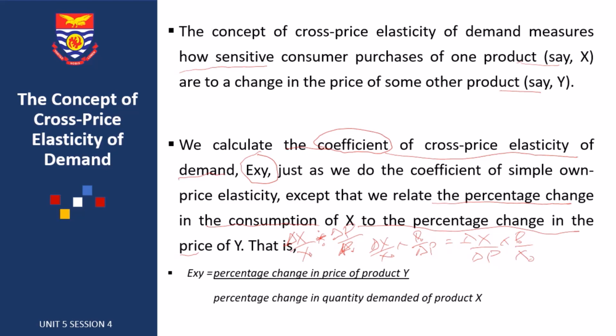However, in this case, what we are saying is the percentage change in the consumption of X to percentage change in the price of Y, which means that instead of P naught, we are going to be dealing with PY. So we can say change in QX over QX, but we deal with the price of the other commodity, so divided by change in PY over PY. That's what we are talking about.